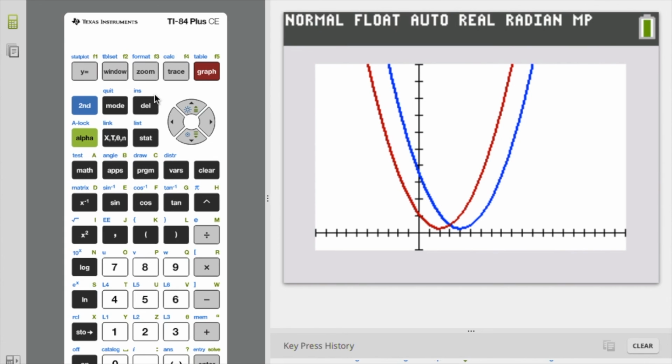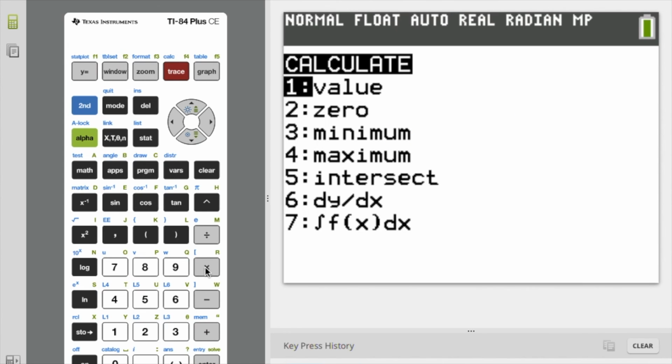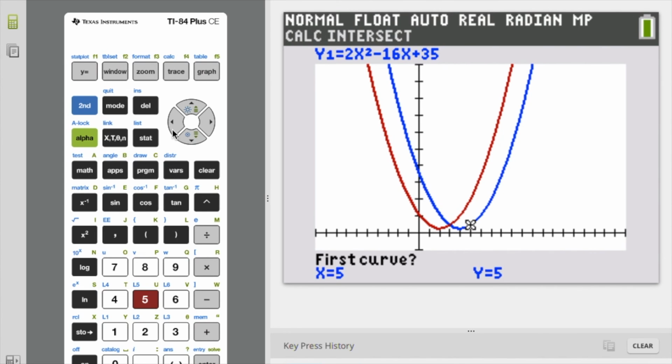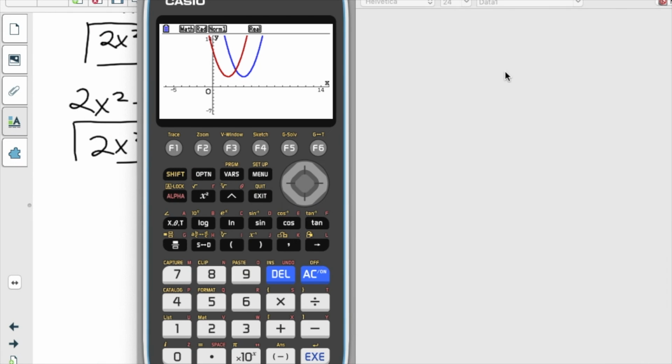All right, so again, second calc 5. And there we go, enter, enter, enter. The intersection point is 3, 5. And you could do the same thing here. On this one, you hit F5, and then F5 again, and there it is. It's at 3, 5.